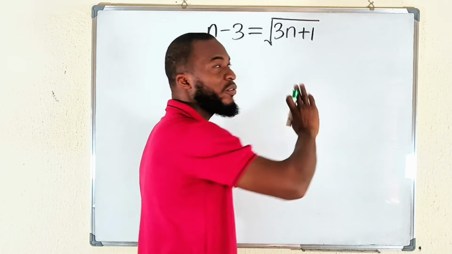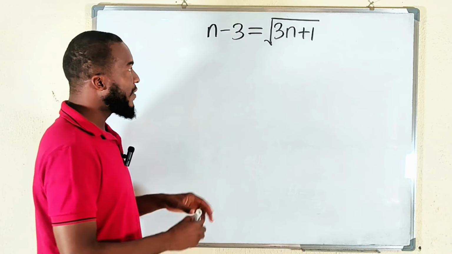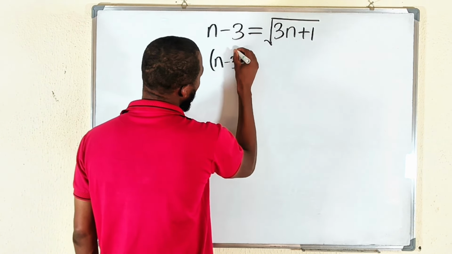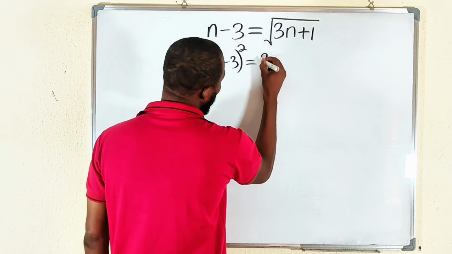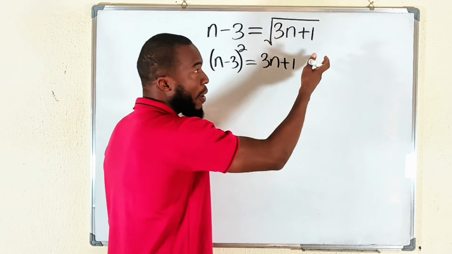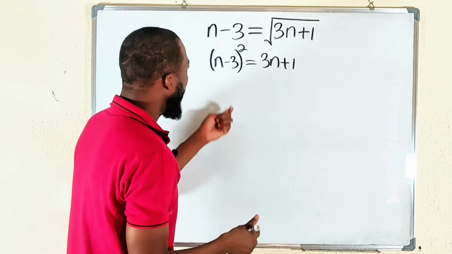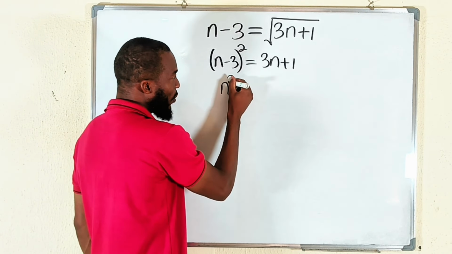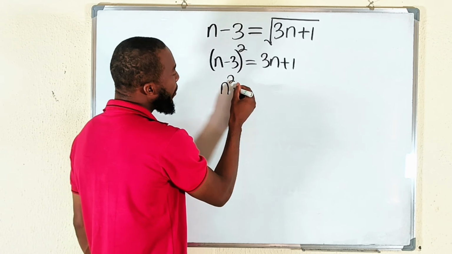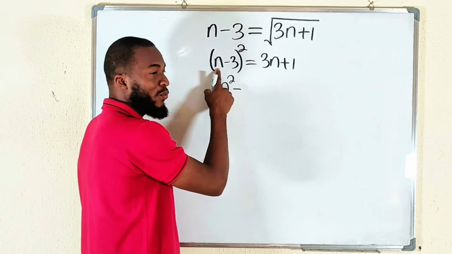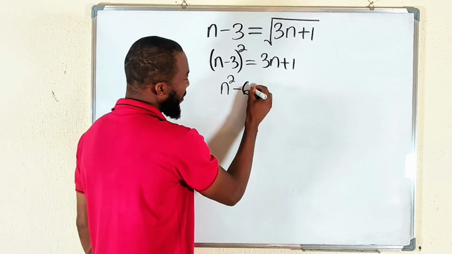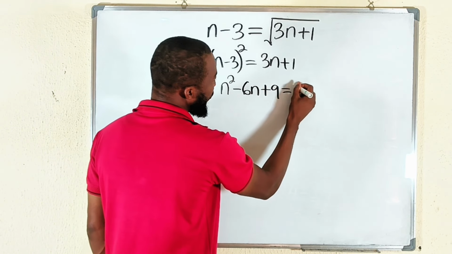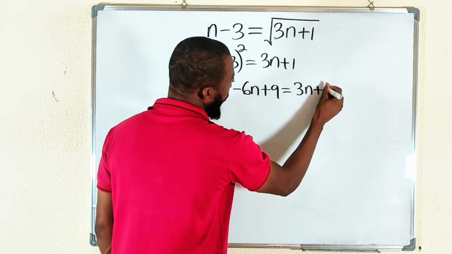First of all, we have to get rid of this square root by squaring both sides. So let's square the left-hand side. We have n minus 3 to the power of 2, which is going to give us 3n plus 1, because the power of 2 will eliminate the square root. Let's expand the left-hand side. The first term squared, which is n squared, right? Minus 2 times n is 2n, times 3 is 6n. Then negative 3 squared is 9. This is equal to 3n plus 1.